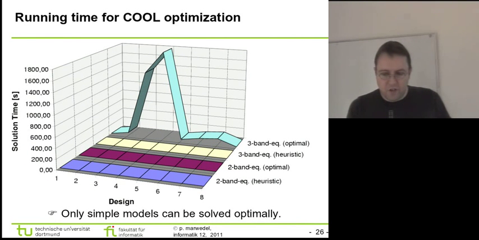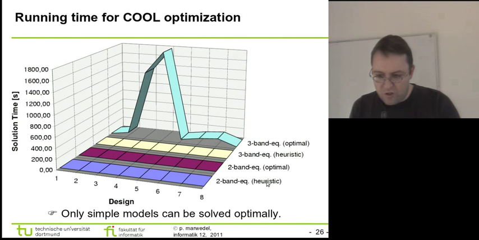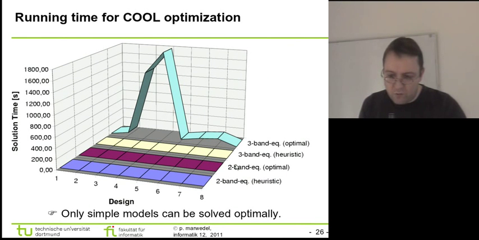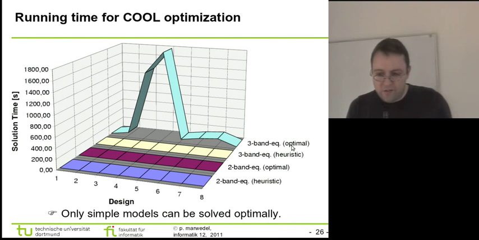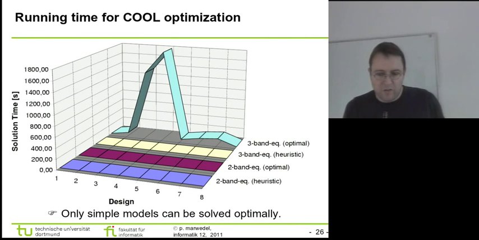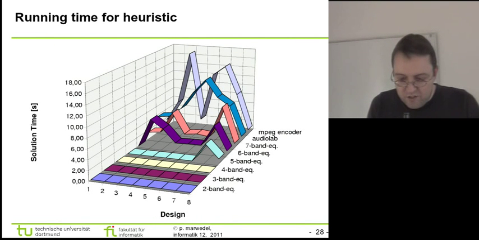So when we apply COOL optimization to such a system, we see that the running time of the optimizations can differ widely. For the 3 use cases of building a 2-band equalizer with a heuristic approach or an optimal approach, the runtime is nearly negligible. It's less than a few seconds. Also for the 3-band equalizer with the heuristic approach, the optimization time is negligible. However, when we try to use an optimal approach using the ILP solution for the 3-band equalizer, for several designs the solution time goes up to 1,800 seconds, or half an hour, which is rather long for solving such a problem.